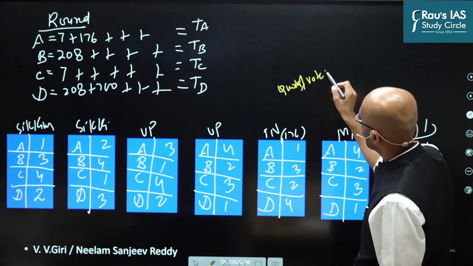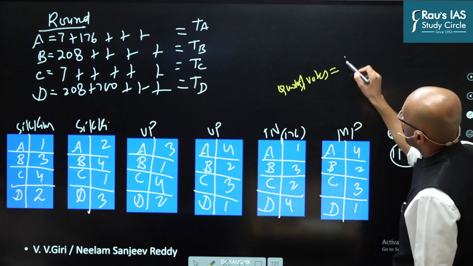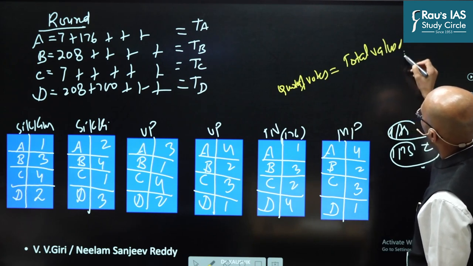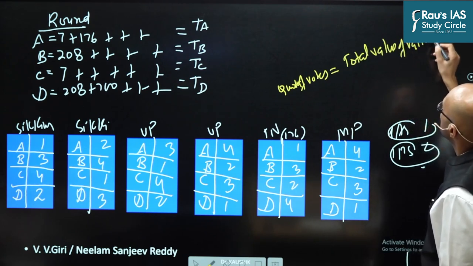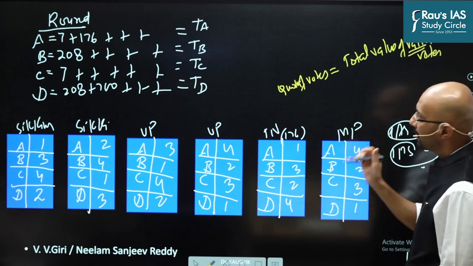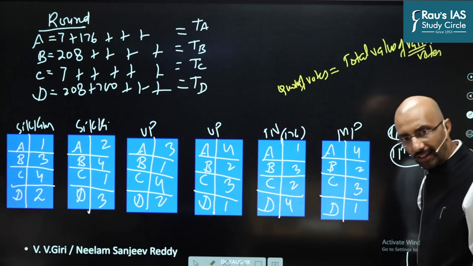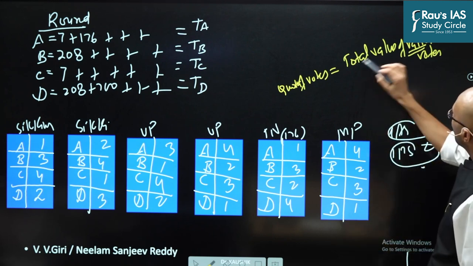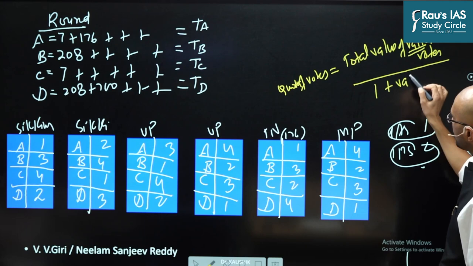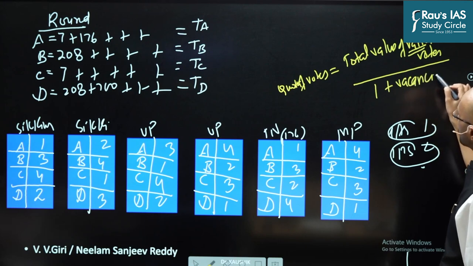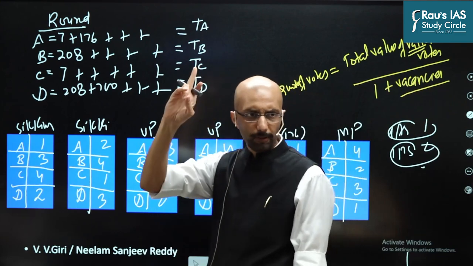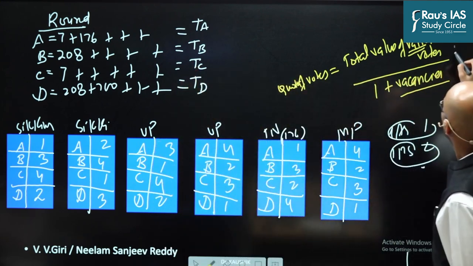Quota of votes required is equal to total value of valid votes. Because I told you that some ballot papers may be declared as invalid, right? Total value of valid votes upon 1 plus vacancies. I hope you remember we discussed this formula in the election of Rajya Sabha also, in our first or second class maybe, right? Plus 1.